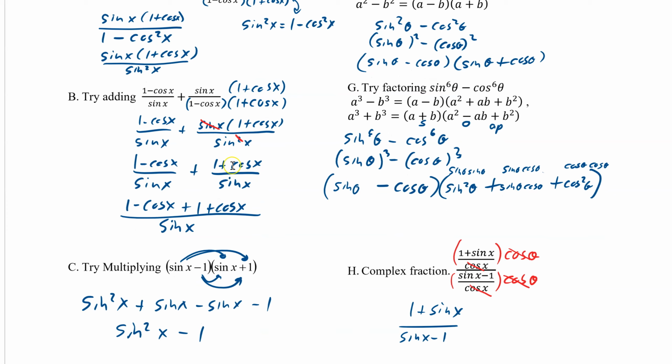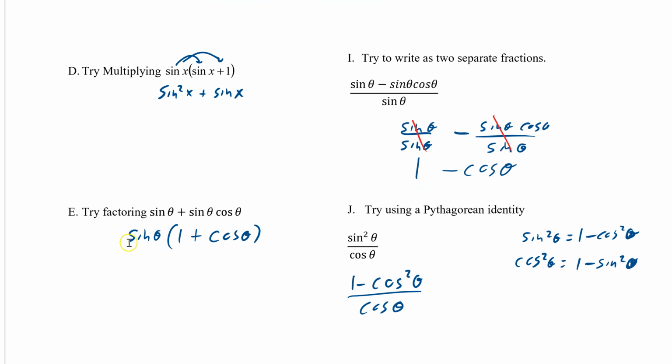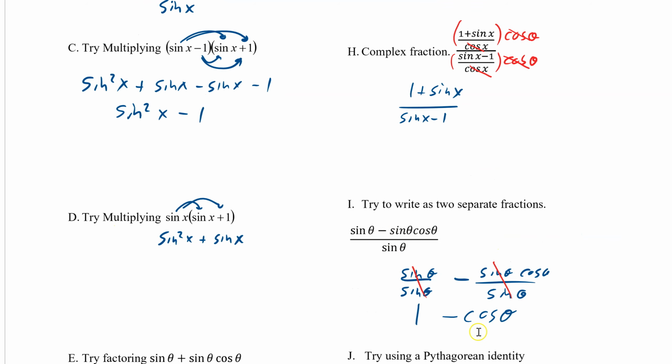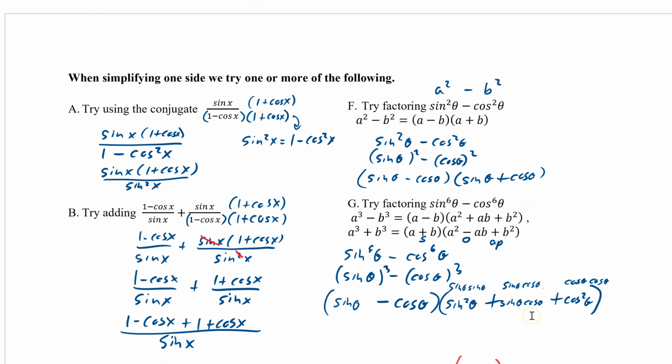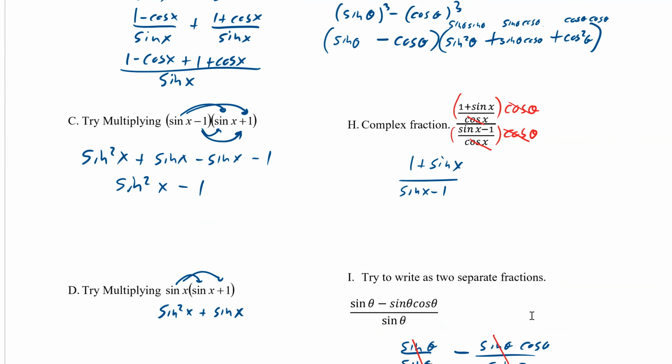But you know you have to add them. This is multiply. This is multiply. If you see this, we try in reverse and we factor. If you see this, try this. If you see this, try this, and so on. So each of these is just a let's-try-this method.